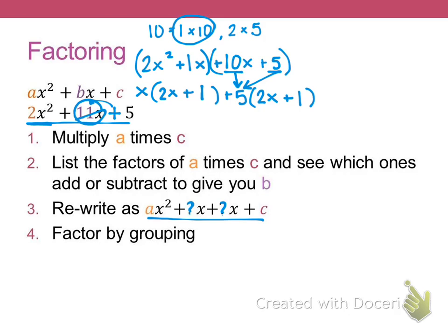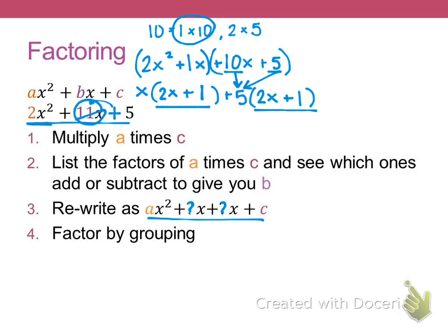Now look what I have here. I have x times 2x plus 1 plus 5 times 2x plus 1. Look at what's inside of these parentheses. It is identical. That is not a coincidence. That is on purpose, okay? If you get to this step and you have something different in each set of parentheses, then you've done something wrong. You always want it to be the exact same. Always. Okay? And if you take out the greatest common factor, it always will be.